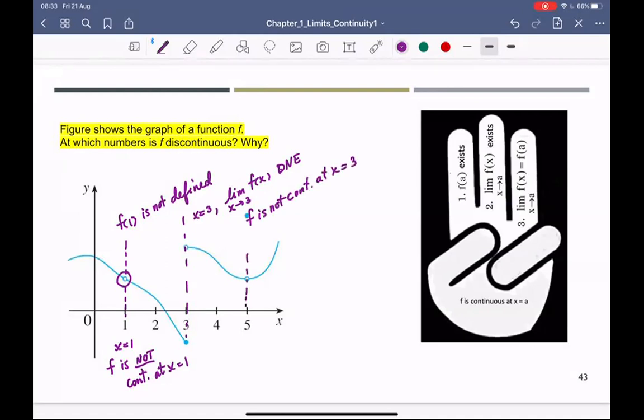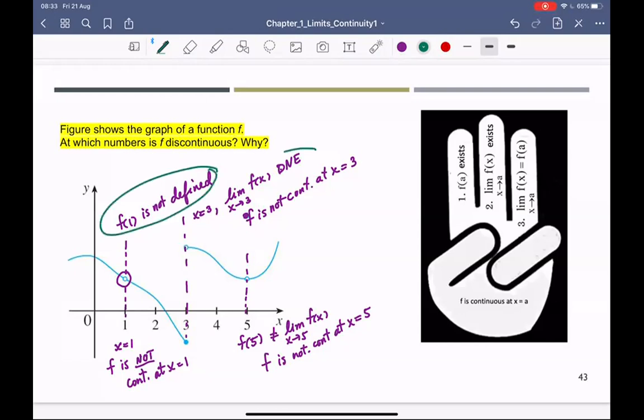And then at x equal to 5, f(5) is defined somewhere above the line, right? So this is not equal to the limit of f(x) as x goes to 5. So the function is not continuous at 5 as well. This is an example of the three ways of discontinuity. The first one is that f is just not defined. The second one is that the limit does not exist, or they both exist but are not equal to each other.